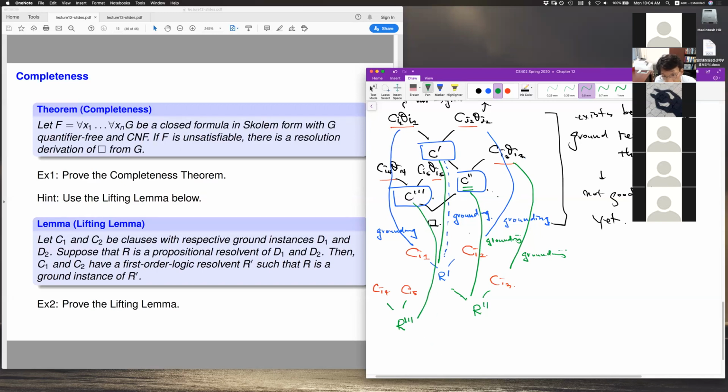So then, just like we have a box in the derivation, there is some R4 prime, which is a first order resolvent of R triple prime and R double prime, such that this box and R4 prime are in the grounding relationship again. But because the box represents the empty set, the only way this grounding relationship is true is if R4 prime is equal to the empty set, which is itself a contradiction. Okay, so that's how you can prove the completeness theorem.